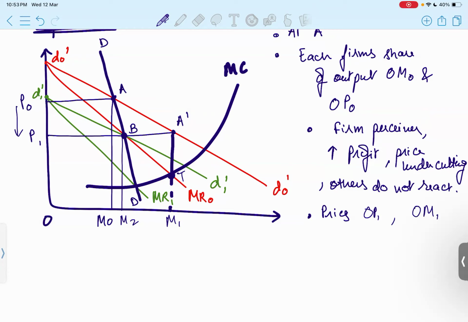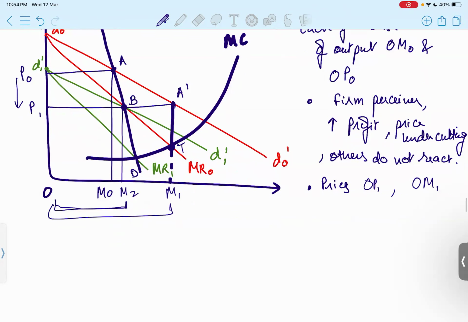Now every firm thinks that it can undercut the price and others are not going to react. But when every firm takes action in this way, things remain the same, nothing has changed in a way. The firms think they would be producing at the OM1 level, but in reality they would be at this level, OM2, that is point B, because every firm would be behaving in a similar manner. So they reach point B at the OM2 output level, and the price remains the same after undercutting, at the OP1 level.